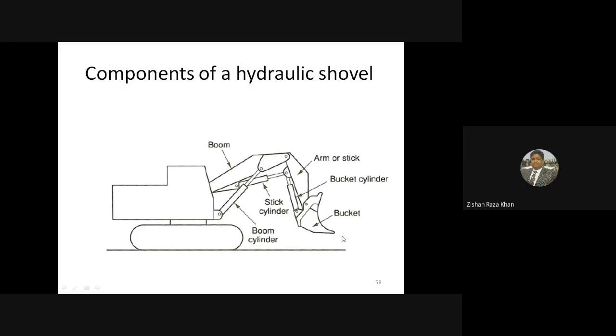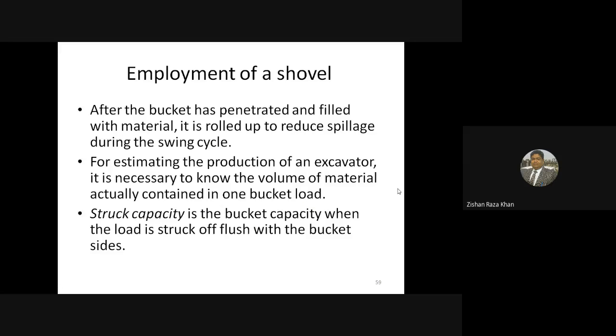The third main component is the bucket, and the hydraulic cylinder which is controlling the movement of the bucket is called the bucket cylinder. Employment of a shovel: after the bucket has penetrated and filled with material, it is rolled up to reduce spillage during the swing cycle.